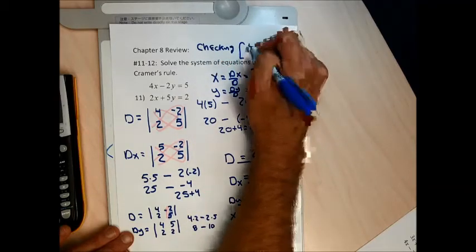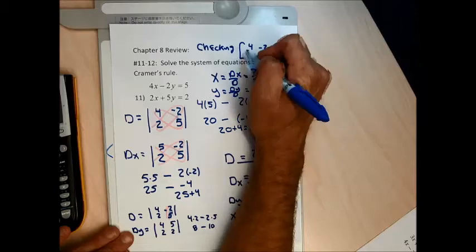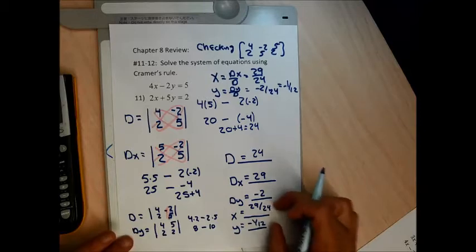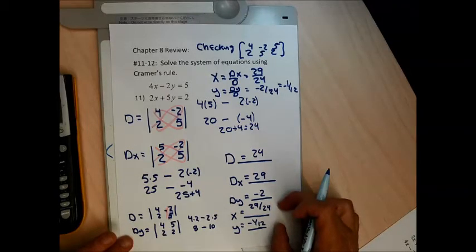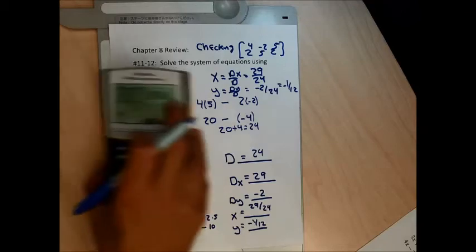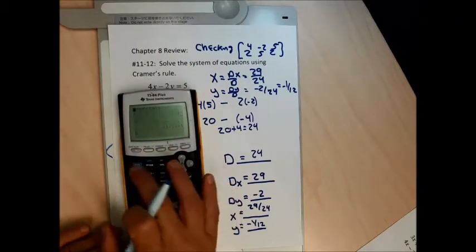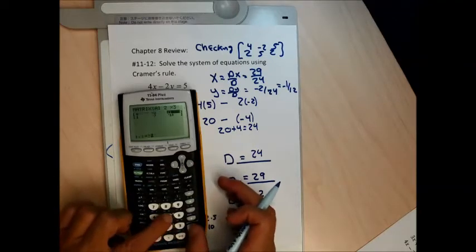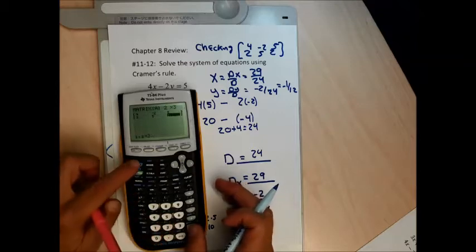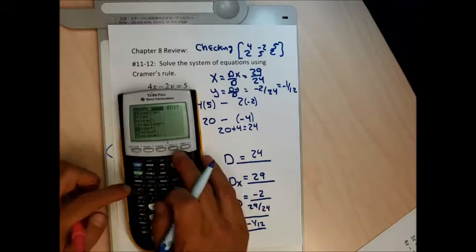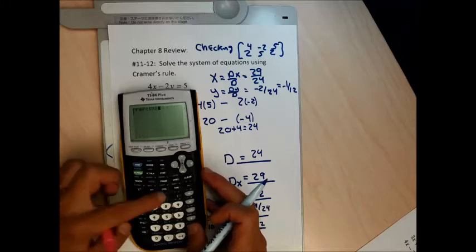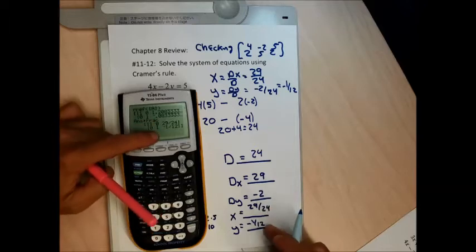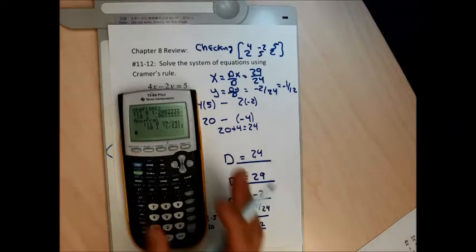But for the checking, I'm going to enter 4, negative 2, 5, 2, 5, 2 as a 2 by 3 matrix. Do RREF. It'll give me those answers. If either one of those answers is wrong, then one of my determinants is wrong. So let me real quickly check this. Second matrix, edit, 2 by 3, 4, negative 2, 5, 2, 5, 2. Second quit. Second matrix math, RREF, second matrix A. Math, enter, enter. X is 29 over 24, y is negative 1 over 12. I feel perfectly fine about that answer.